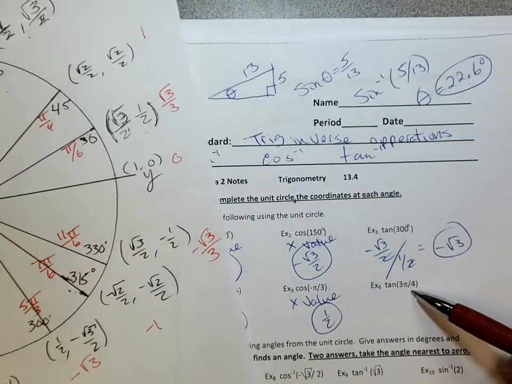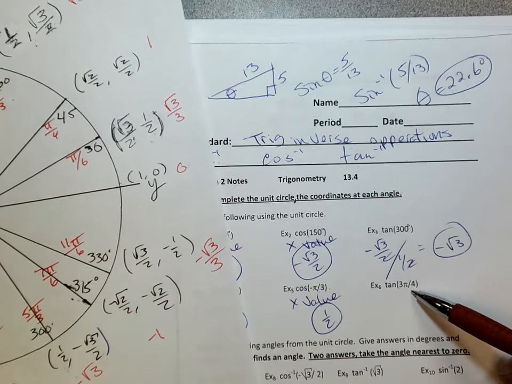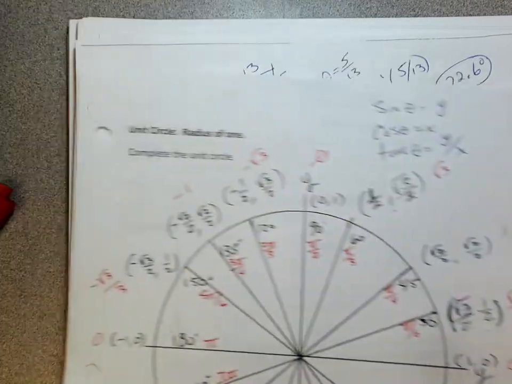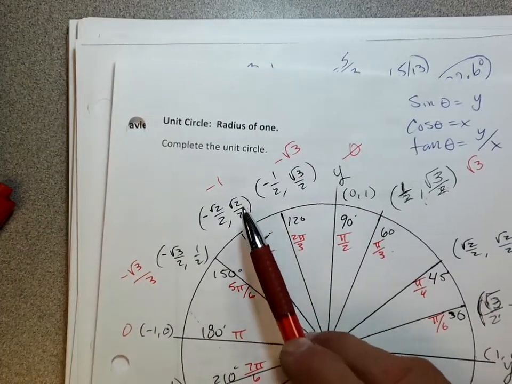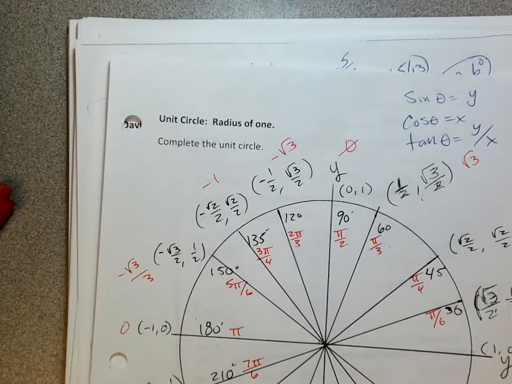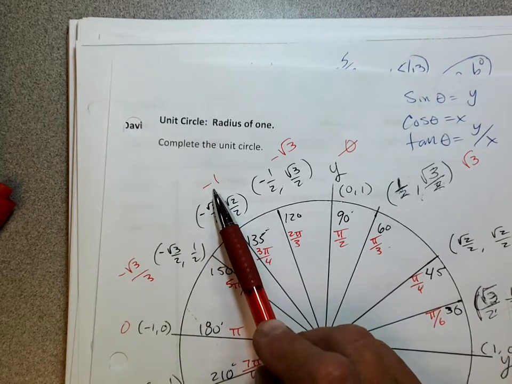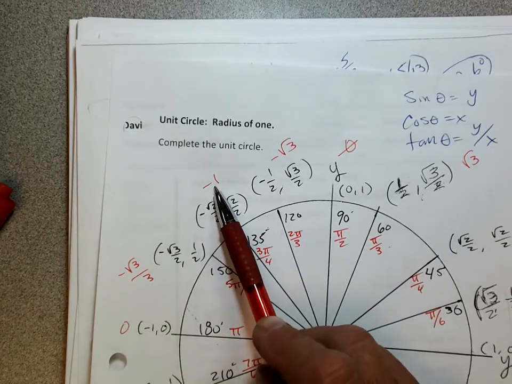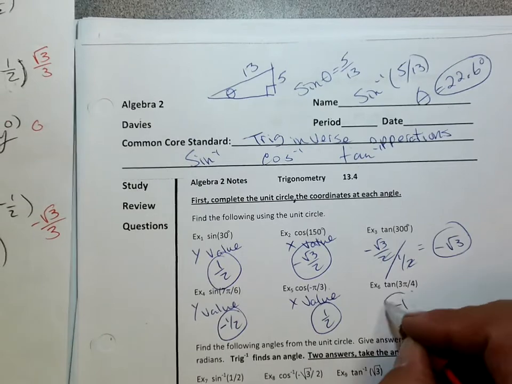Now tangent of 3 pi fourths. Tangent is the y over the x. But I have my tangent values on the outside, right? So this is what we did yesterday. We put our tangent values on the outside, so we don't have to do y over x. That would just simply be a negative 1.